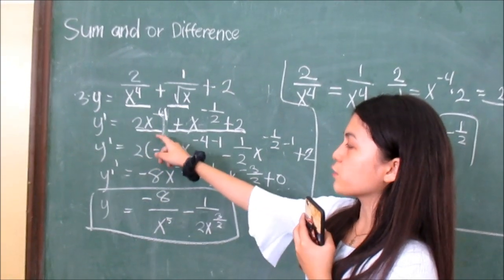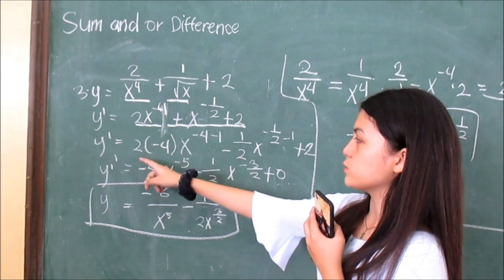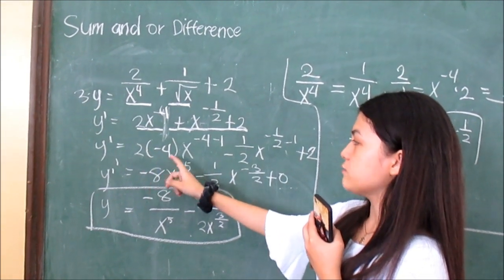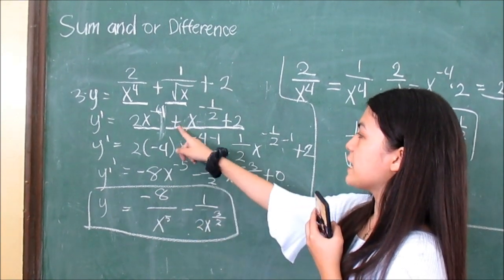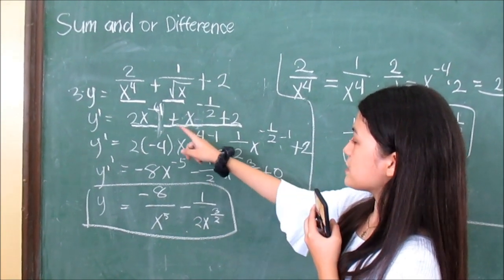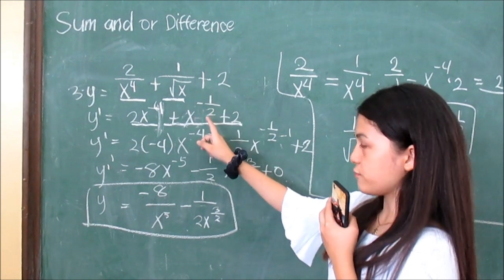So 2x raised to the negative 4th power is equal to 2 times negative 4 times x raised to negative 4 minus 1, plus x raised to the negative 1/2 plus 2.